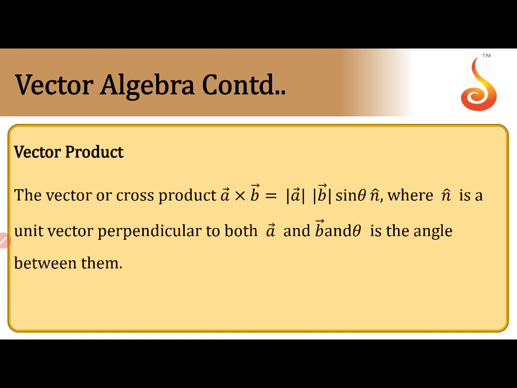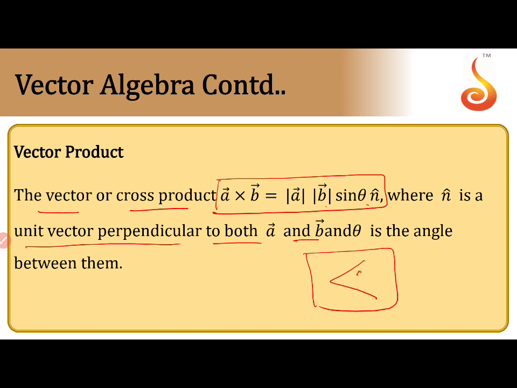Next, the vector product, also called the cross product, between two vectors. The cross product is defined as A cross B equal to modulus A modulus B sin theta into n cap. The vector product means the resulting value is a vector. Modulus A modulus B sin theta is a scalar, and n cap is a vector, where n cap is a unit vector perpendicular to both vectors A and B. How? In the plane of A and B, this is vector A and this is vector B. There is a unit vector which is perpendicular to both, and theta is the angle between the two vectors.